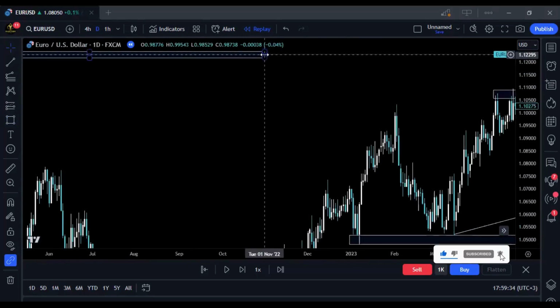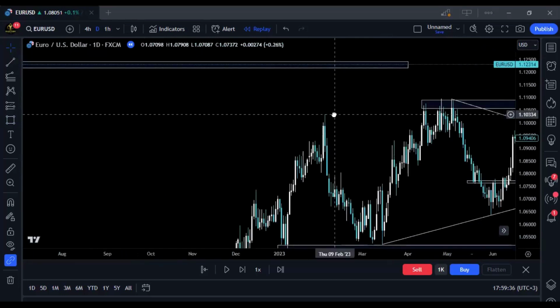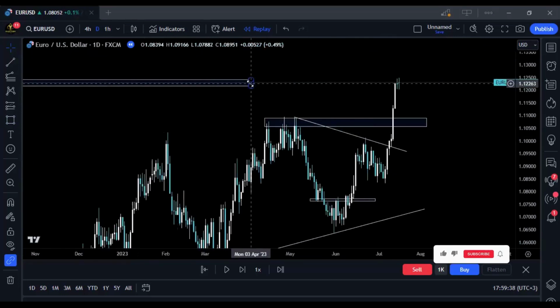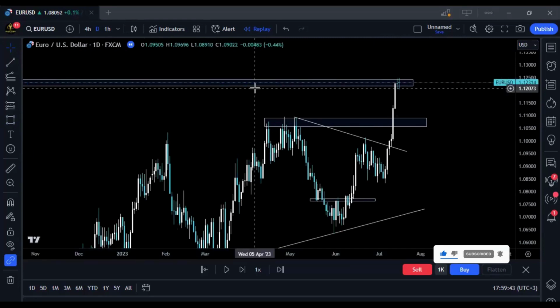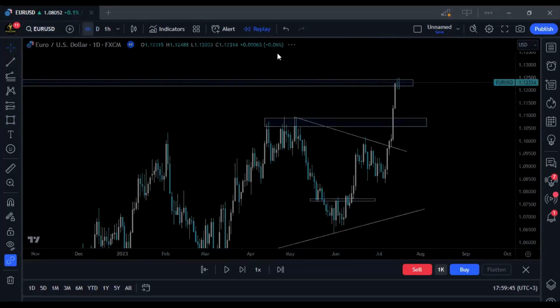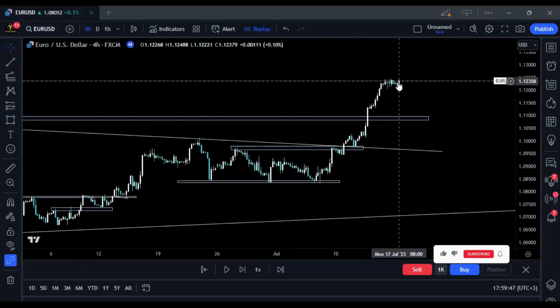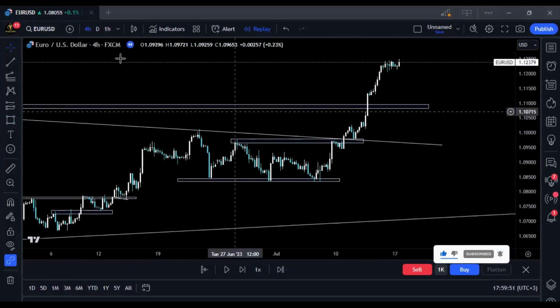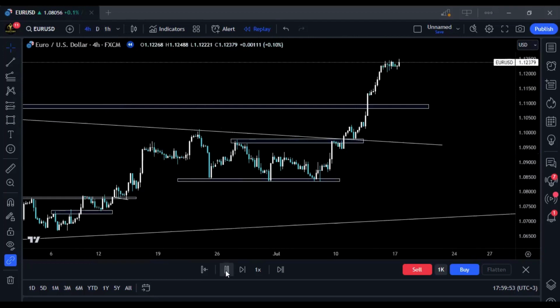Rejection there. So that means here we should be looking on the 4 hours for some kind of bearish retracement for prices to swing until it reaches somewhere here. So let's see how it goes when we get an opportunity.